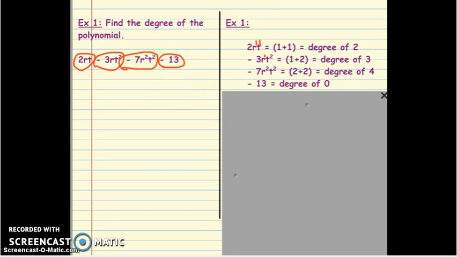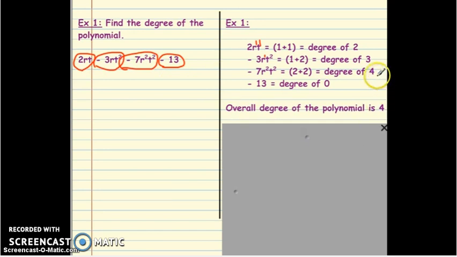So now to find the degree of the entire polynomial, we want to figure out which one has the highest. Well, our highest degree is 4, so that means the degree of the entire polynomial is 4.